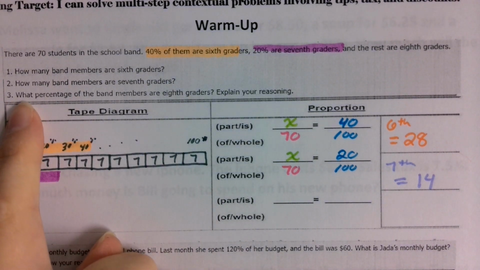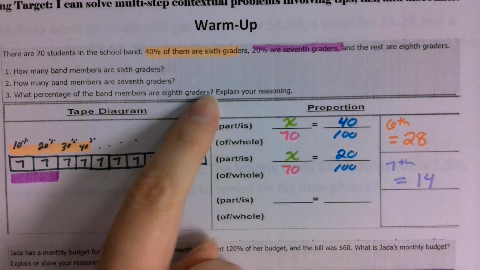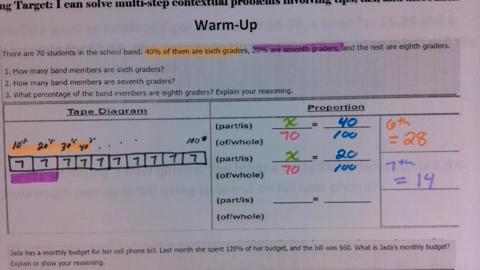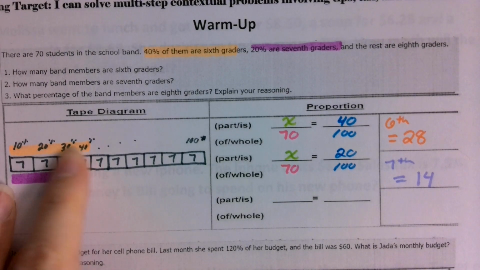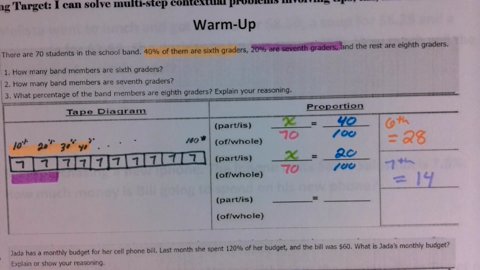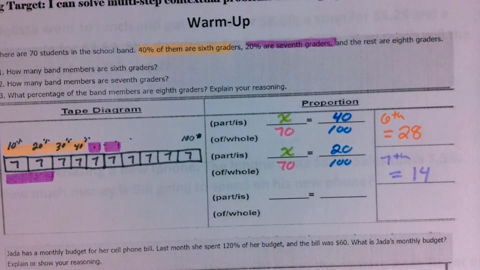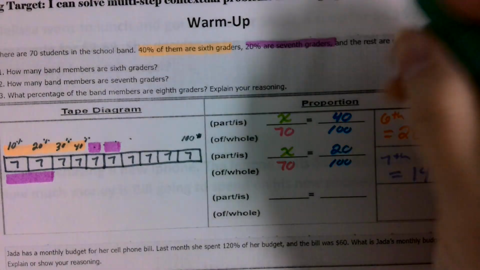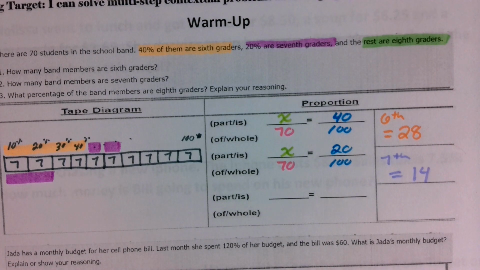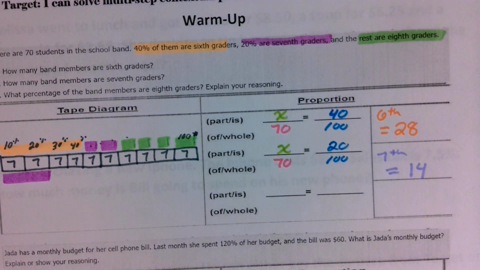Now for the last question, all it wants to know is what percentage of the band members are going to be 8th graders. What percent is going to be 8th grade? So what percent would be 8th grade? 40%, right? If we know 40% happens to be 6th grade, and then 20%, another 20%. So here's 10, here's 20. That's the 6th grade. So what still is remaining is the rest of our group, which is our 8th graders. So that's 10, 20, 30, 40. That's going to be 40%.